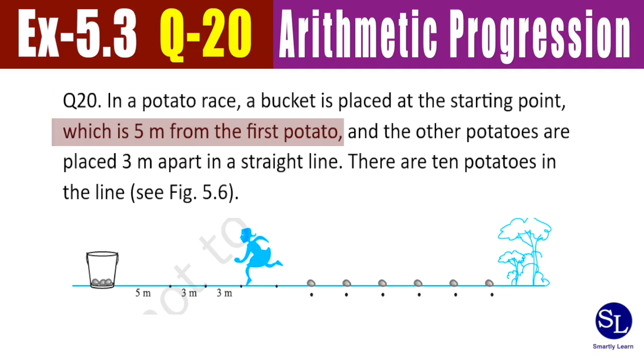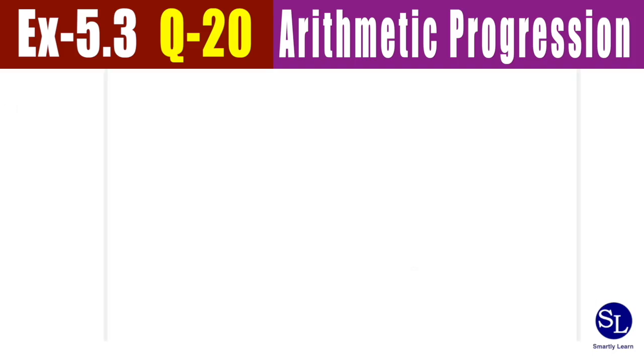So if a girl has to start to pick it, essentially the girl travels 5 meters, picks the potato, comes back to the bucket to drop it. So again she travels another 5 meters to drop the potato in the bucket. So essentially the total distance the girl traveled in the first case was 5 into 2, 10. So let's note down that data first. So the girl traveled 5 into 2 distance, that is 10 meters.